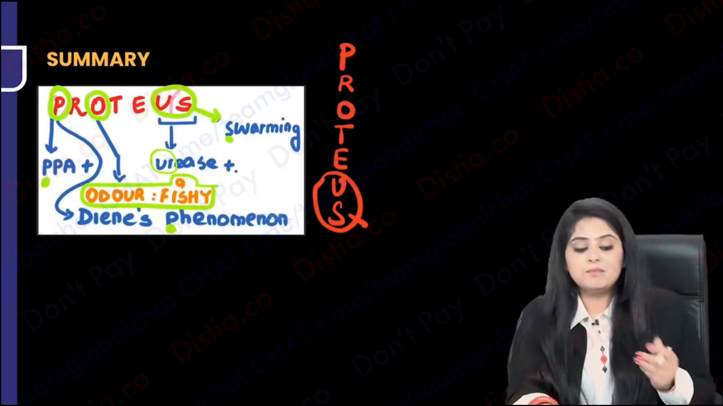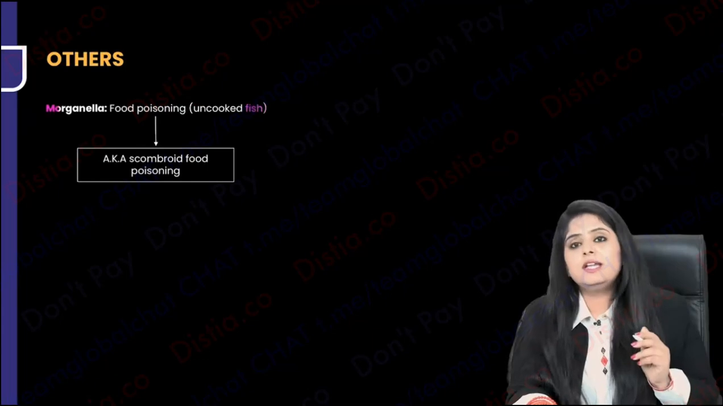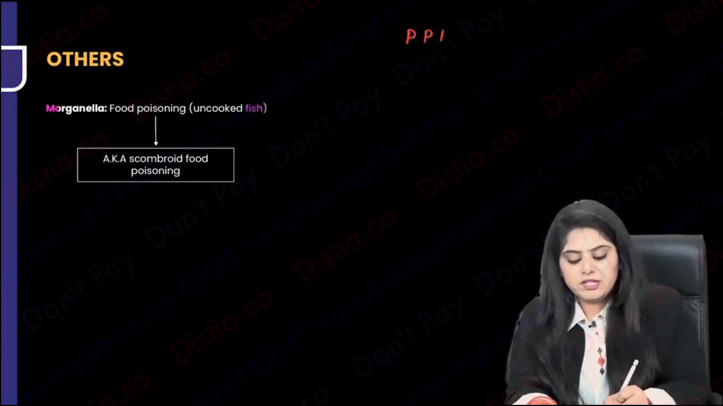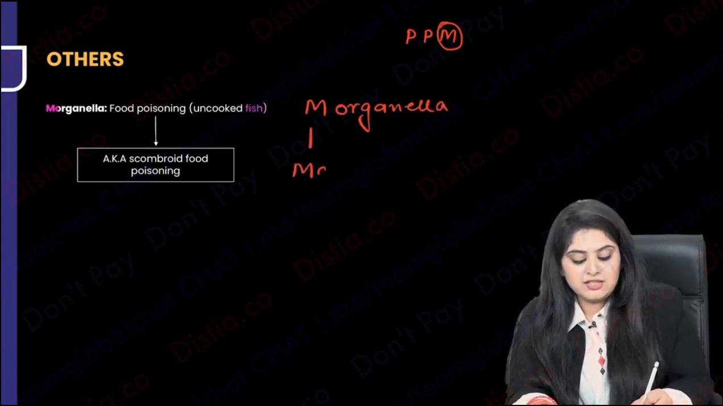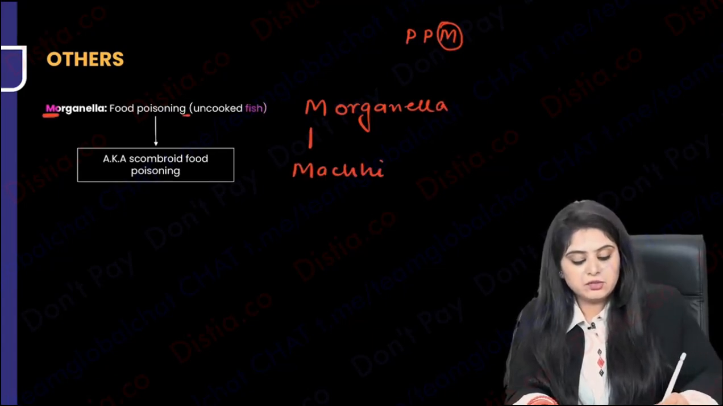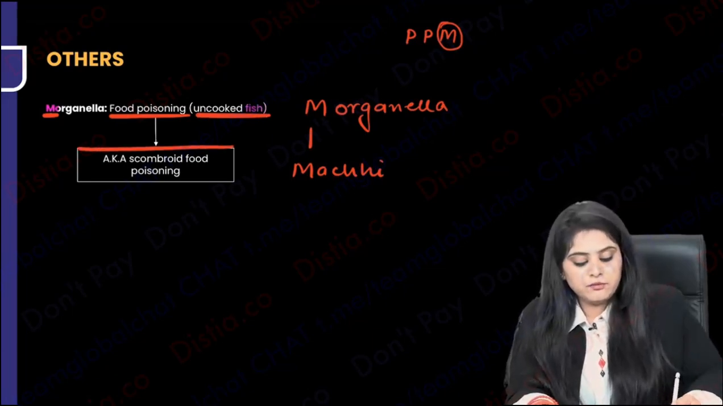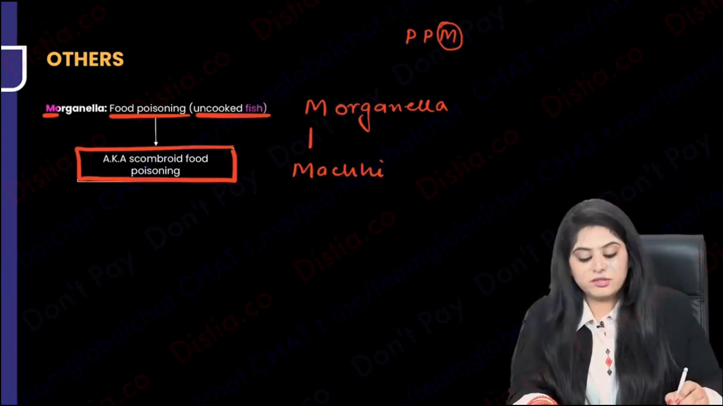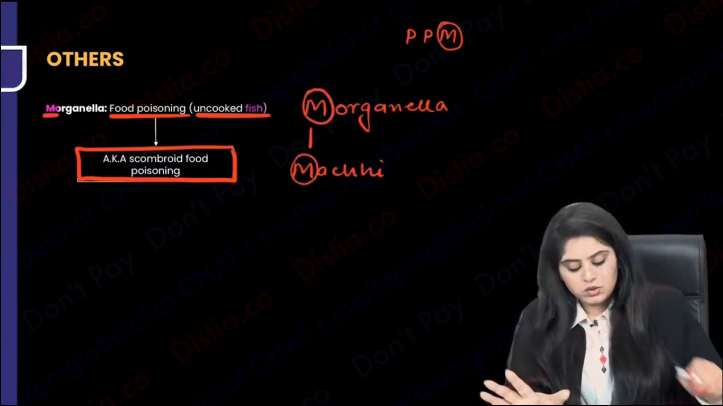So we were doing which family? Tribe Proteae. Proteae is done. Providencia, you don't have to know. Morganella, you have to know. So out of Proteae, Providencia and Morganella, I just want you to learn M for Morganella, M for Machi. That is how I have learned it. M for Morganella, M for Machi, because this is associated with food poisoning from uncooked fish. So this is known as scombroid food poisoning. So simple as that, you have to know Morganella means Machi wala food poisoning, fish. Okay, so this is also done.